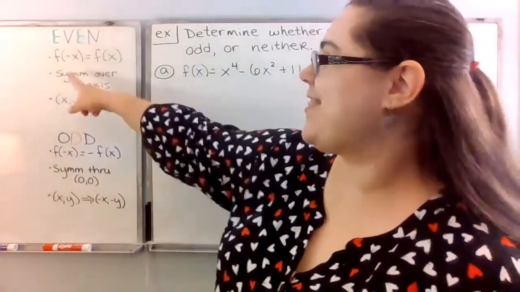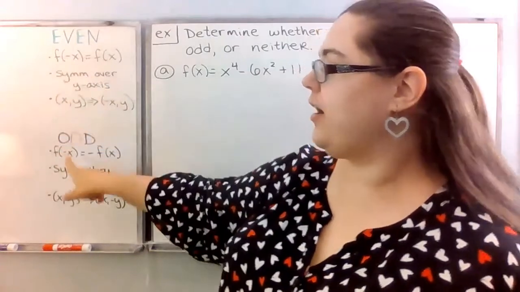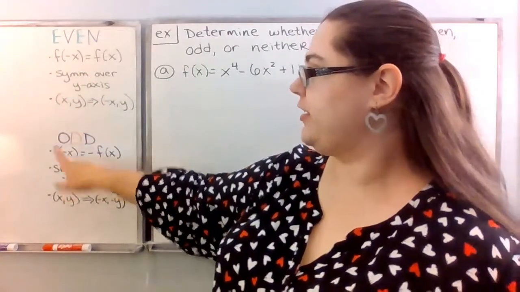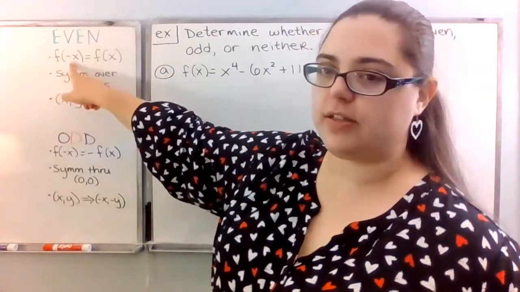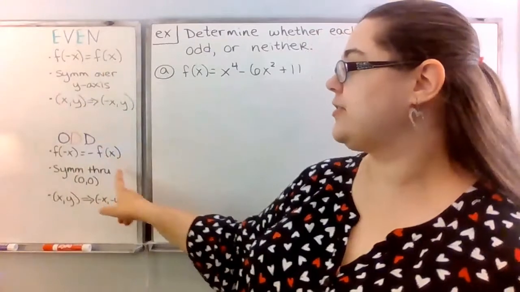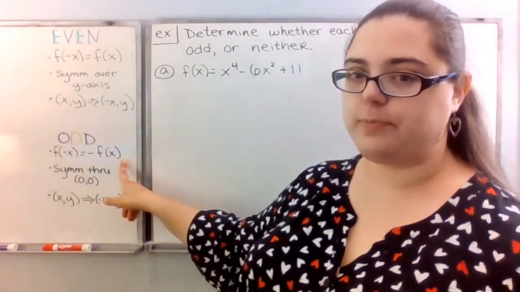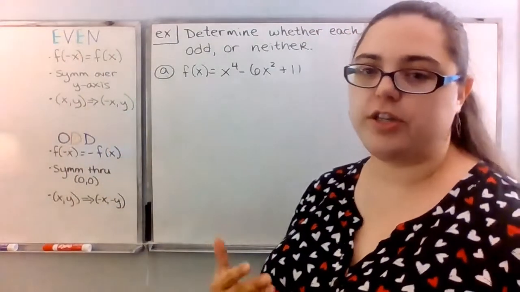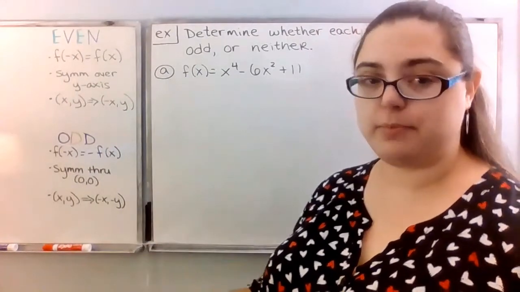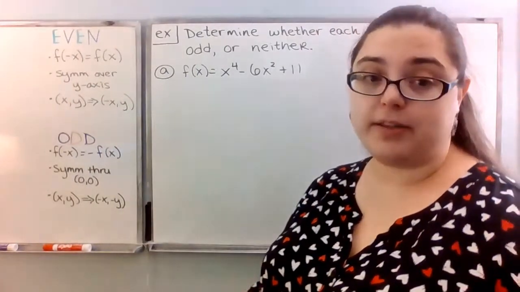Notice that both the even and the odd definitions involve f of negative x. So here we have f of negative x, here we have f of negative x, and then we want to simplify that expression to see if we get f of x or negative f of x. To establish whether a function is even or odd algebraically, you want to find f of negative x, simplify it, and then compare it back to the original function.